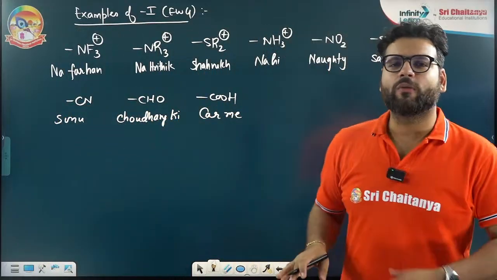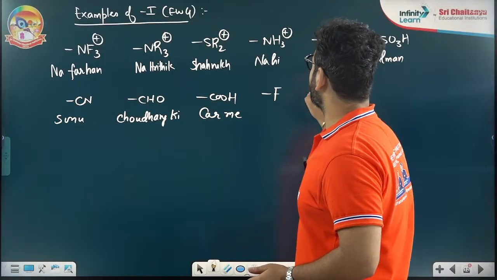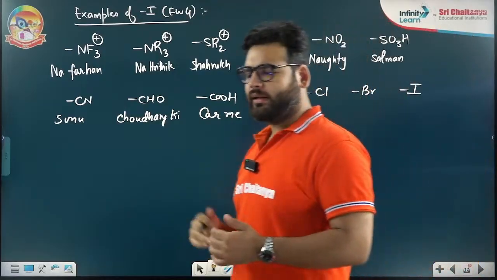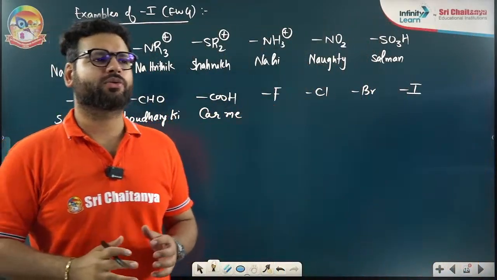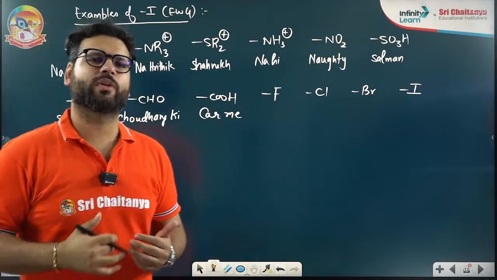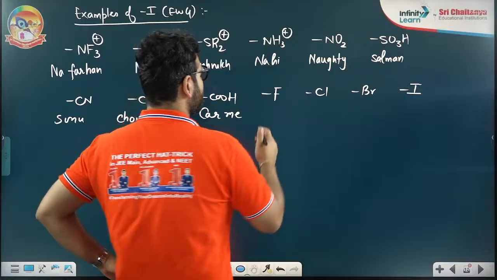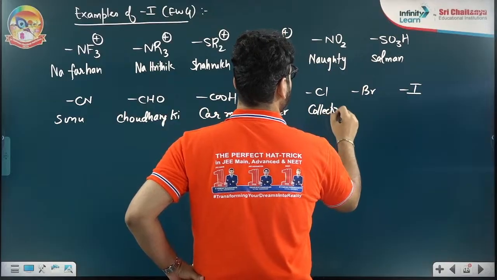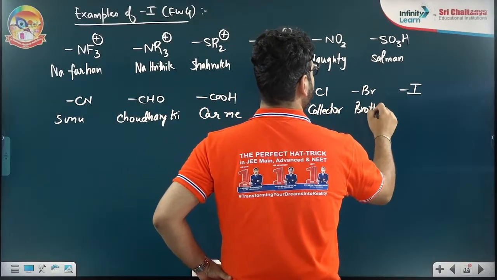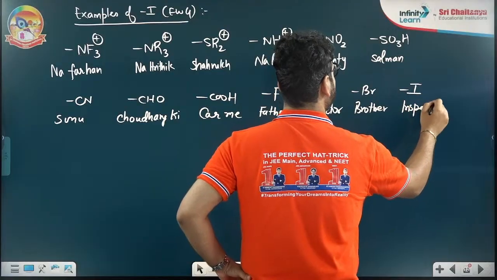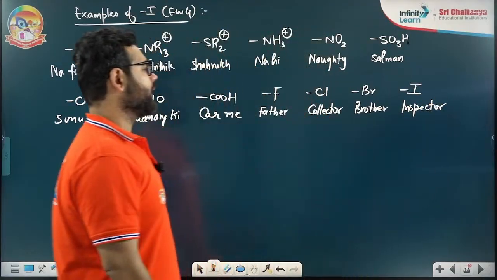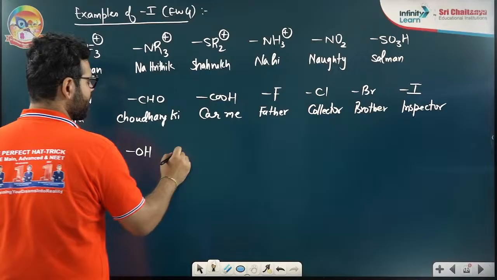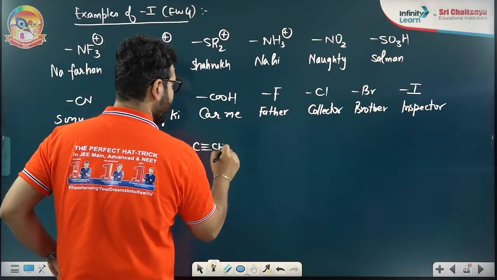Case is clear. Who were solving the case? Father collector, brother inspector. Father and the son, we'll call it father brother. These two were the police officers. So father collector, brother inspector. Father collector, brother inspector. Or second case was alcohol's mother alkyne nahi.